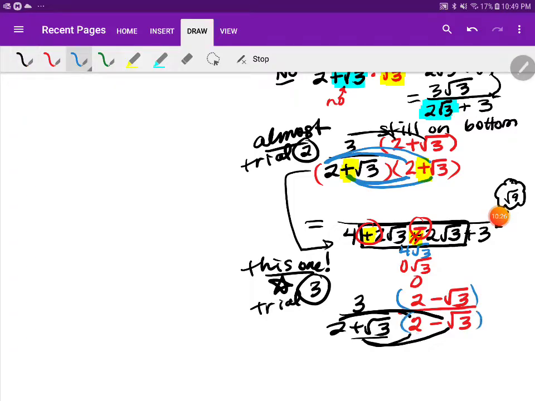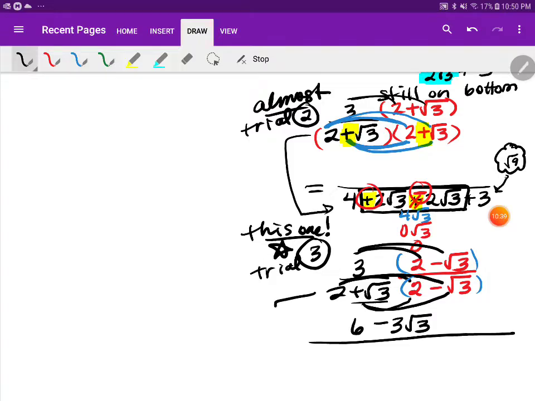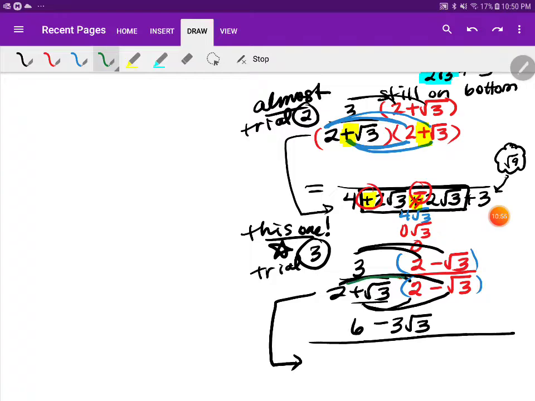So let's distribute and let's see. So 3 times 2, 6. They're both outside. 3 times negative radical 3 is negative 3 radical 3. And then let's try the denominators. So for the denominators, you have to multiply them out. So you're going to multiply 2 times 2. I think my green line was a little too far. So 2 times 2, that's a 4.